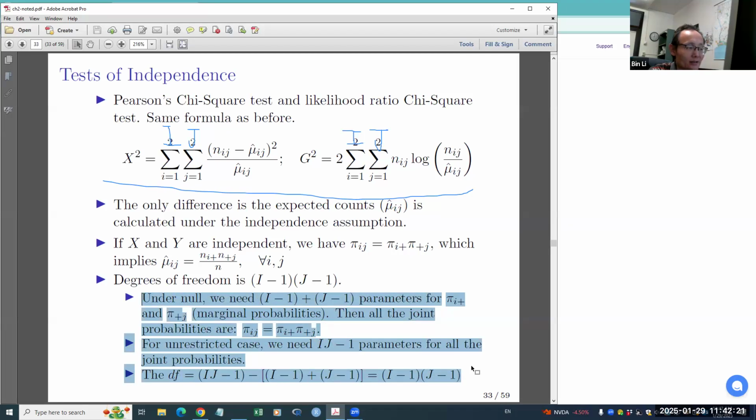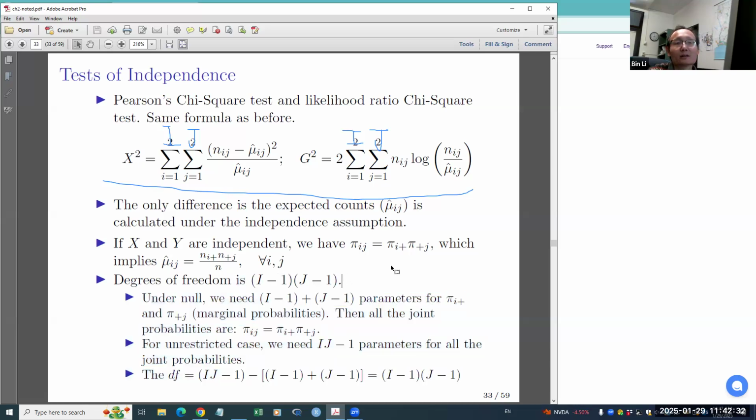Here I listed the proof. The proof is in 3 steps. From these 3 steps, you can see, oh, it is this.